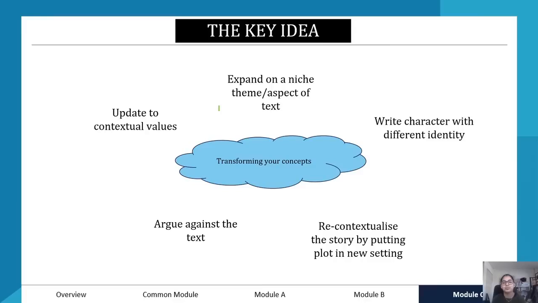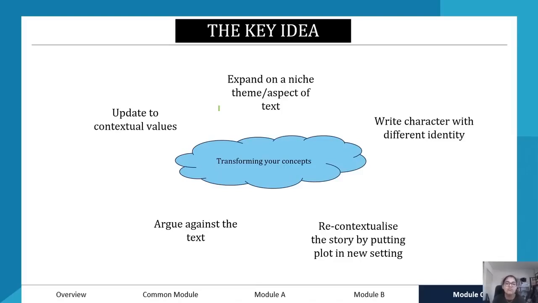Let's have a look. So, you can expand on a niche theme or aspect of the text. You can write a character with a different identity. You can reconceptualize the story by putting the plot in a new setting. You can also argue against the text as well. Whichever text it is, and you don't agree with it, you can argue against it. And then finally, you can update to contextual value.